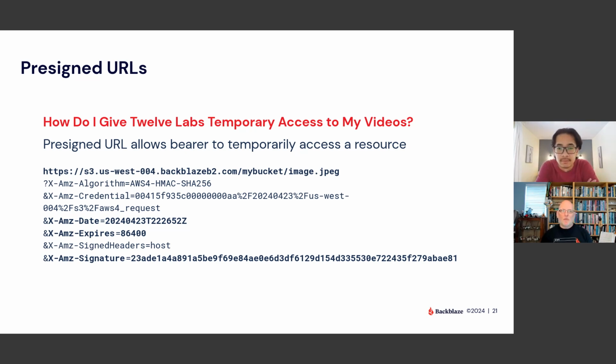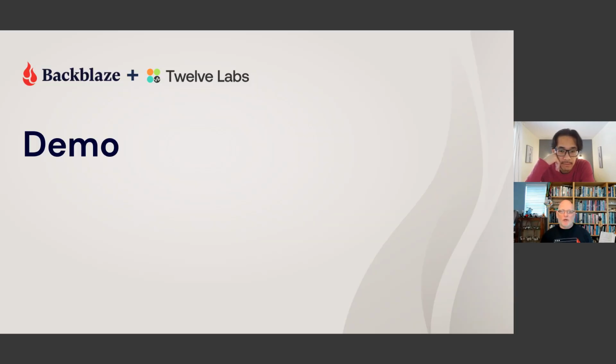And then one day after this timestamp, that link is no longer valid and you can no longer get it. So this is a really convenient way of sharing data in a controlled way. I can give 12 Labs pre-signed URLs to my videos in B2. It can do its indexing process, and then I can be confident that after that expiry time, they're no longer accessible.